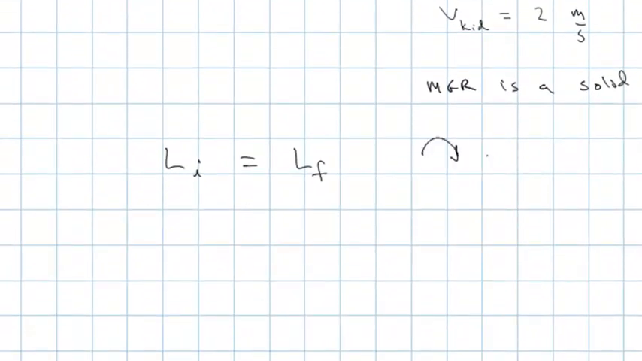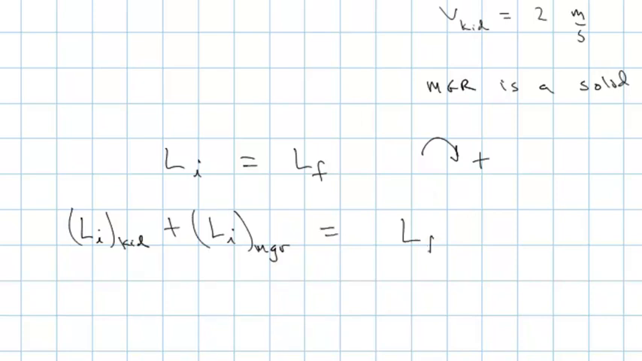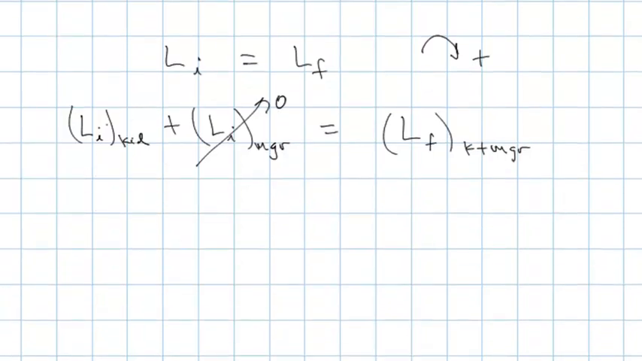I'm going to call clockwise my positive direction. So initially, I've got the angular momentum of the kid plus the angular momentum of the merry-go-round. And at the end, I've got the angular momentum of the kid plus merry-go-round. The merry-go-round is not moving initially. It has 0 angular momentum. And the kid is moving in a straight line. So I'm going to say it's the mass times the velocity times r perpendicular.